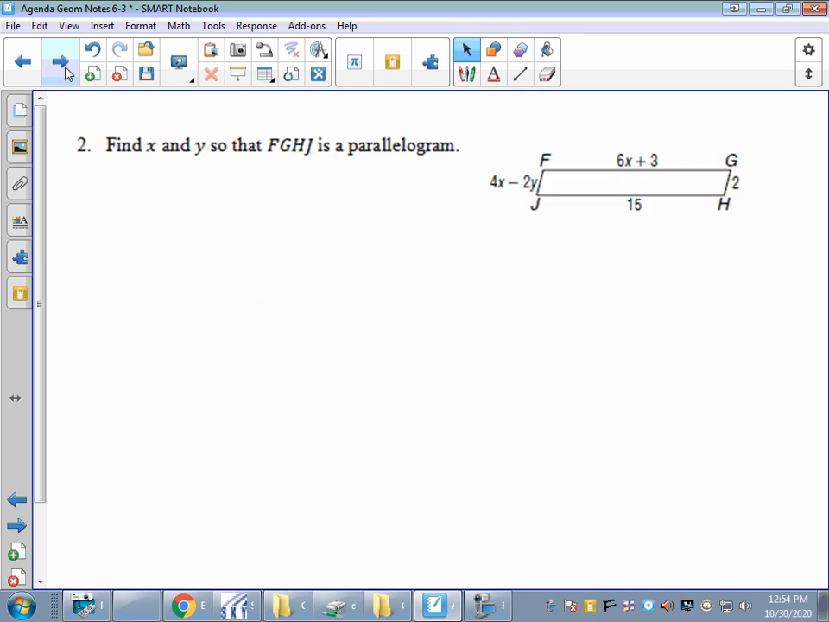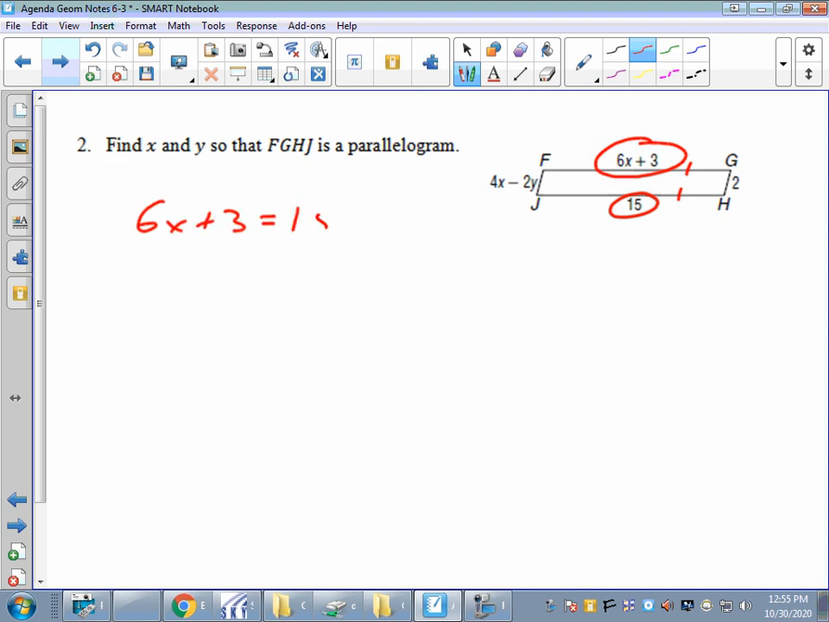Okay? The next one, find x and y, so that FGHJ is a parallelogram. So, looking at this problem here, x and y, if I look at x, if this is a parallelogram, then this side would have to be congruent to this side. So I could set those two equal to each other and say, well, 6x plus 3 equals 15, and then I'm going to subtract 3 from each side. So 6x would equal 12, divide by 6, and x would equal 2.